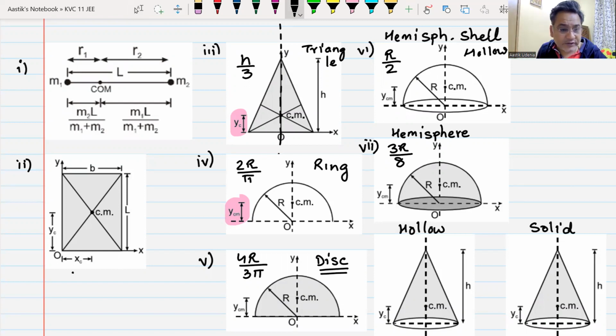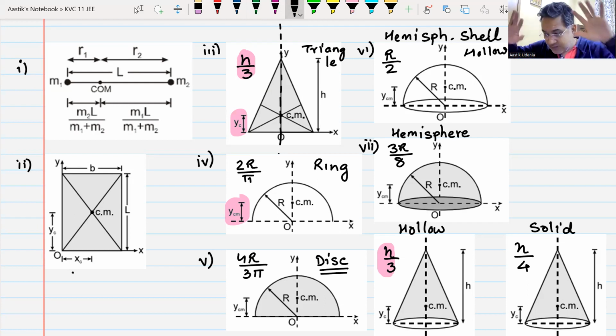Hollow cone, solid cone. And remember, there is always a confusion here. Hollow cone is H by 3. The formula is the same as this triangular plate. But for a solid cone, it is H by 4. That is what you have to remember. Do we understand this? Have you understood all these diagrams? Yes or no?